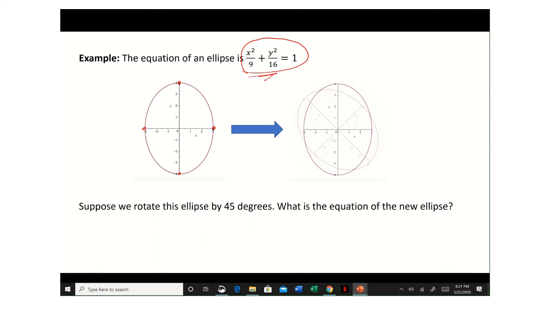What we're going to do is we're going to take it, and we are going to rotate it by 45 degrees. So you can see here, on the second one, I have my original ellipse, and I've rotated it by 45 degrees, and we're going to find the equation of that rotated one. And we're going to use the idea of changing coordinates.